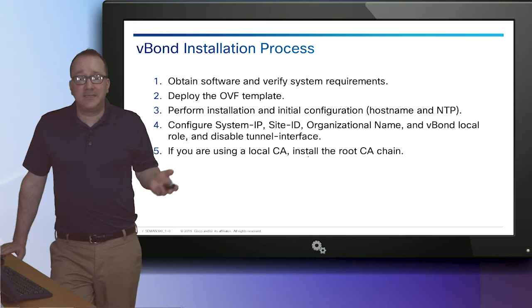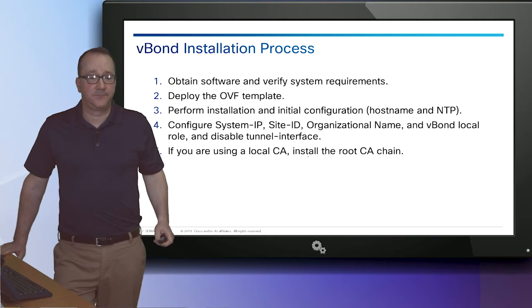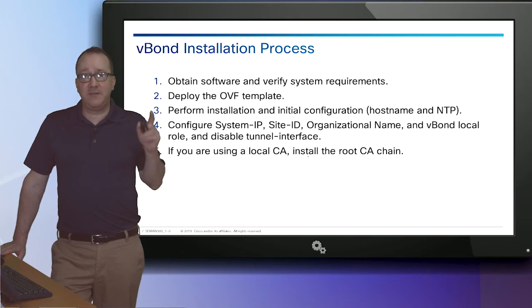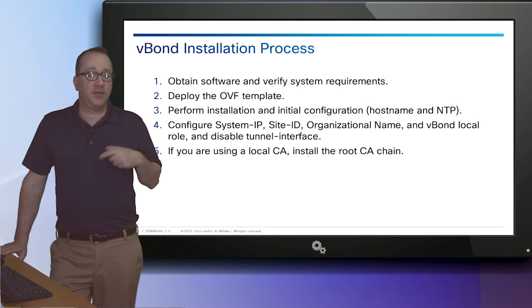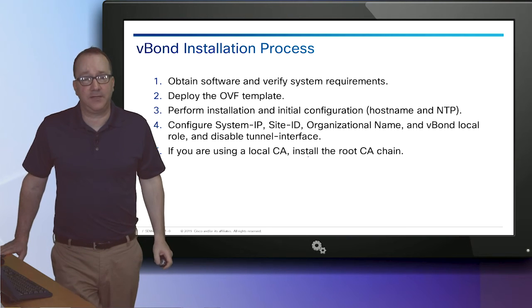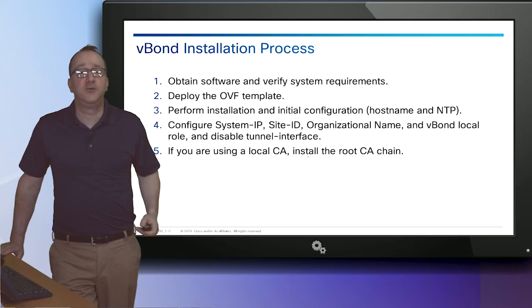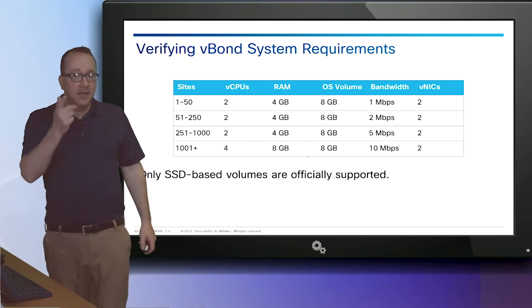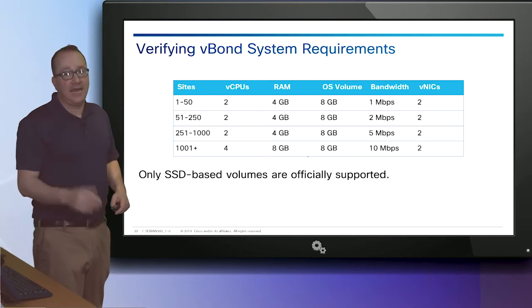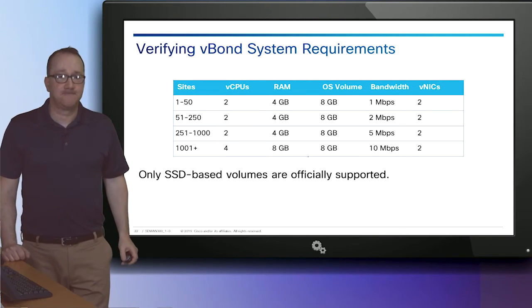Setup of vBond is basically the same as vManage. We'll talk about the node addition as we get there. By the way, vBond and vEdge use the same software. So when deploying an OVF template, you're going to use the vEdge OVF template. If you go to Cisco's website and you're downloading software and you don't see one for vBond, use the one for the vEdge. And here are the VMware requirements. Again, only SSD volumes are supported.